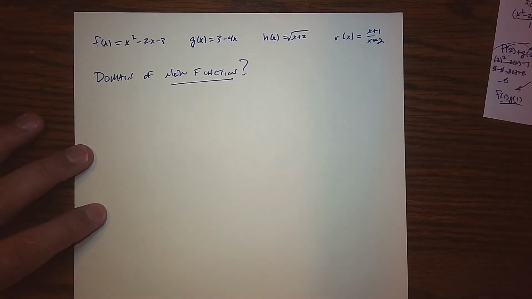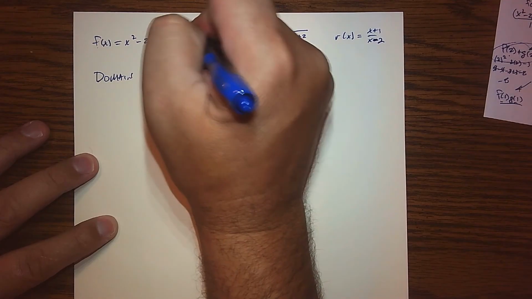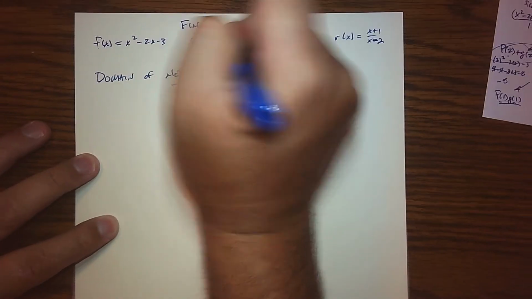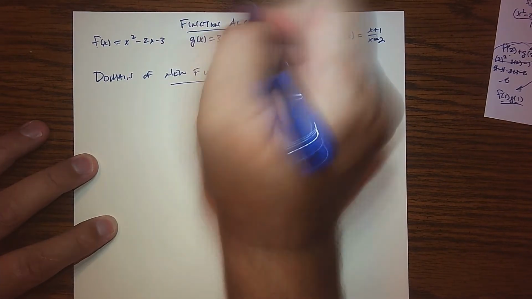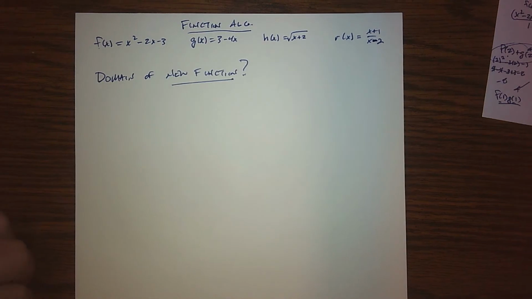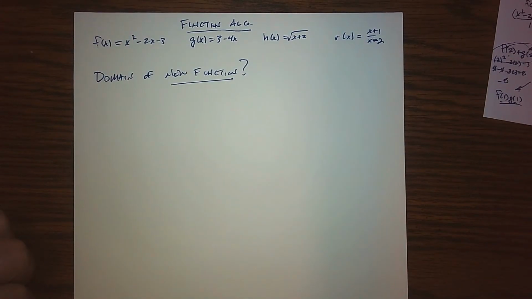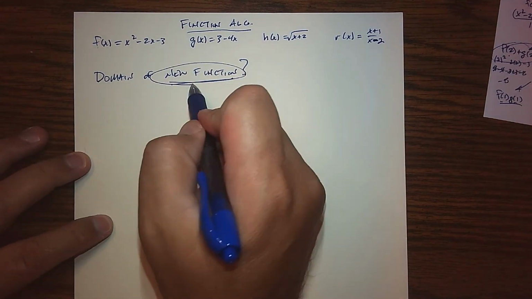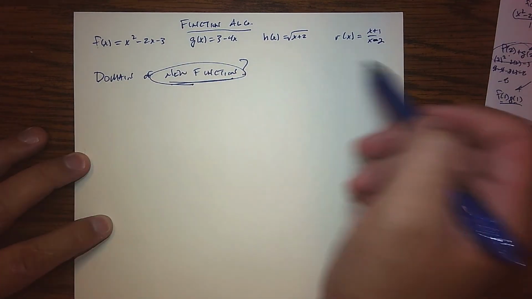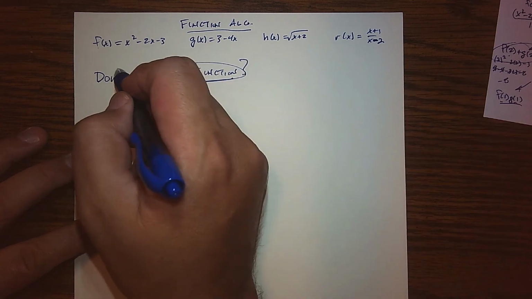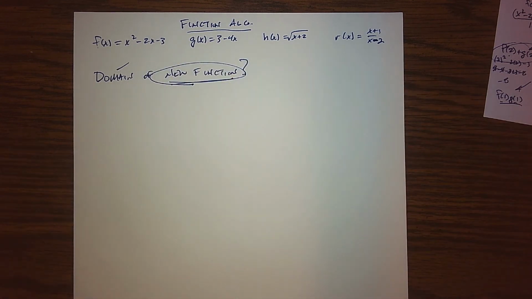Okay, so to wrap up this idea of function algebra, I should have put that on the heading here. I was running out of room on that last sheet, so I thought I'd give myself a little bit more space. But to do some function algebra here, since we're building a new function by adding, subtracting, multiplying, and dividing the ones that we have, we should consider that the new function will probably have a different domain.